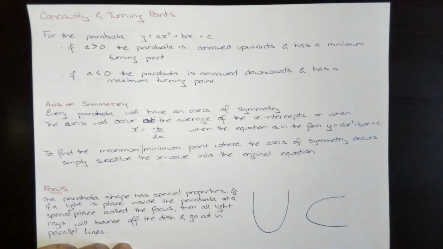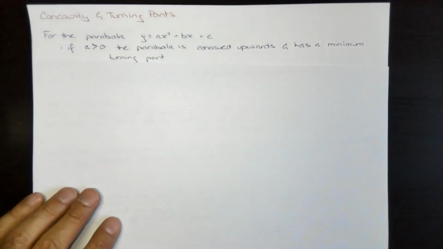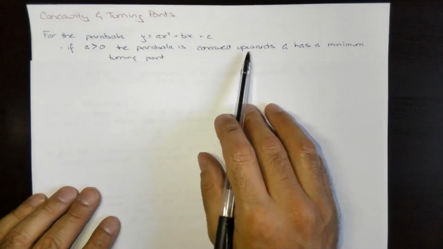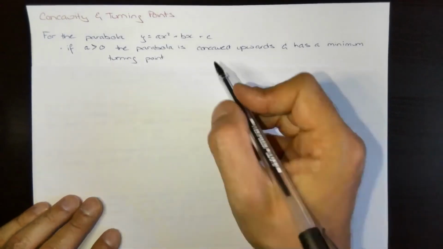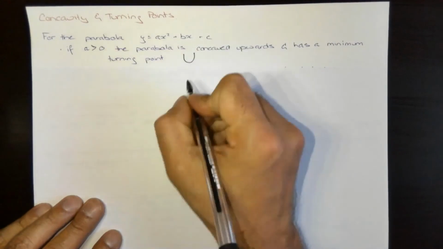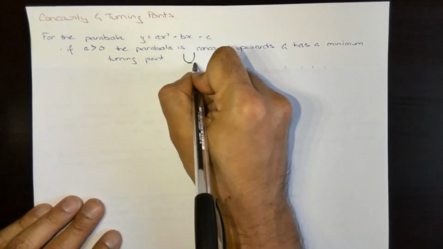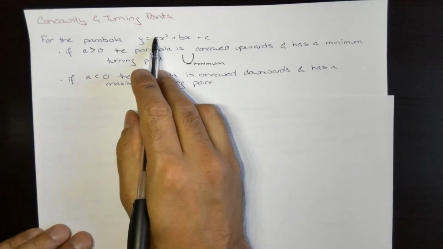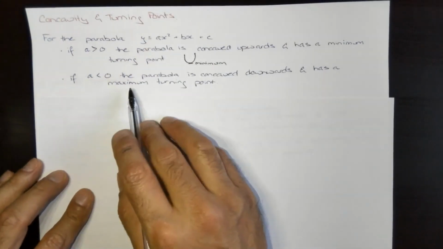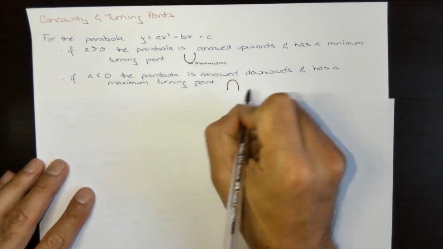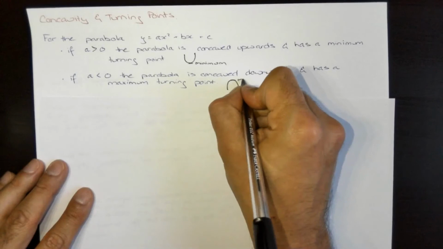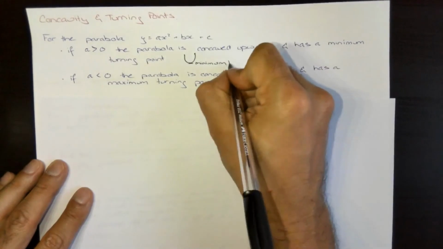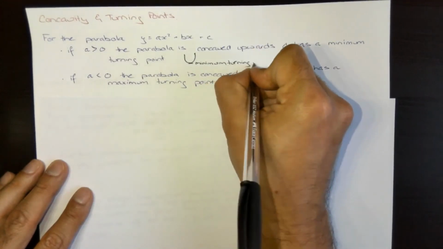Okay, so concavity and turning points. So for parabola y equals ax squared plus bx plus c, if the coefficient of x squared, a, is greater than 0, then the parabola is concave upwards and has a minimum turning point. So what you'd get is a parabola like that, and so this shape has a minimum. And if the a value is less than 0, so if it's negative, the parabola is concave down, so it would look like a sad face. And so what we also have is called a maximum turning point. So that was a minimum turning point.